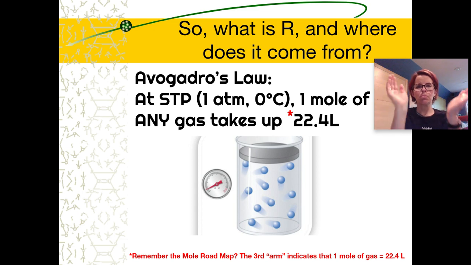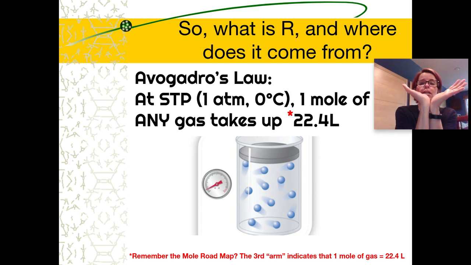So do you remember your mole roadmap? It looked like this. It had 3 arms to it. The third arm we never used in the moles unit, and that was because you didn't know anything about gases. Well, now you know something about gases. So that third arm was a conversion factor between moles of gas and liters of gas. Every gas at STP takes up 22.4 liters of space, and so that's how you can do conversions. We'll get to that.